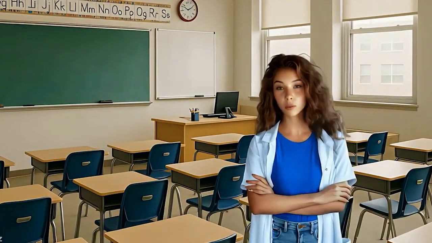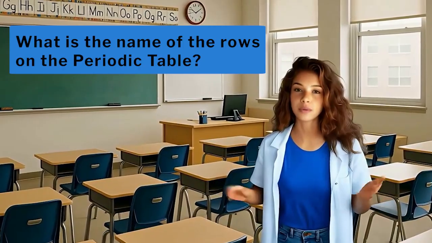Time's up. The answer is B, covalent. You're now more than halfway through. Keep going. Question 9. What is the name of the rows on the periodic table?